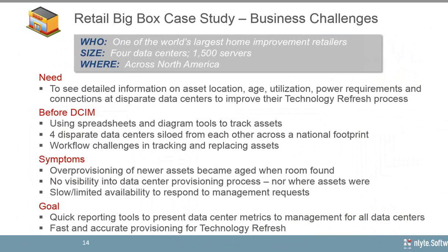The problems this caused, or symptoms, is they're actually overbuying. They're overbuying new equipment because they didn't know where the equipment was. They couldn't do an efficient tech refresh. Without that visibility, they're very slow to respond to management. If the CIO's office wanted a new set of servers in, they just didn't have places to put them, and they couldn't track the equipment very well. So their goal is to do this much quicker and improve their tech refresh overall.